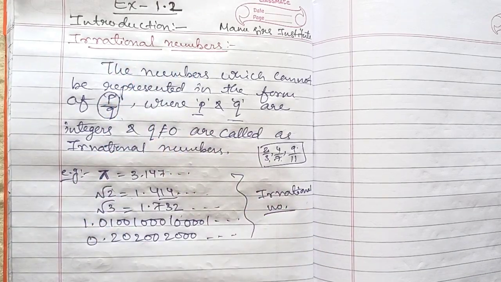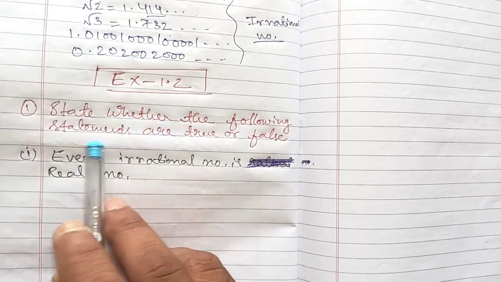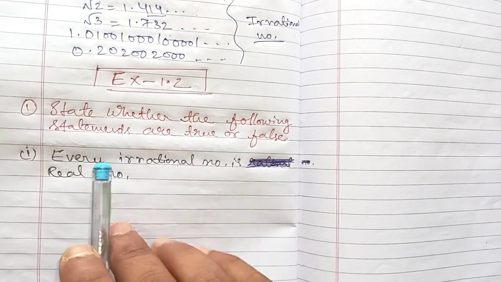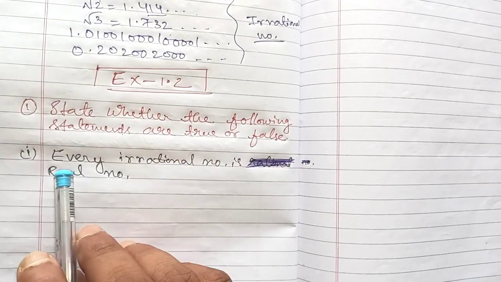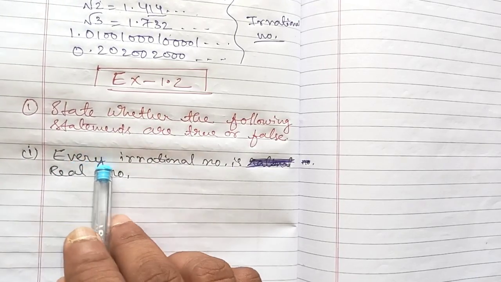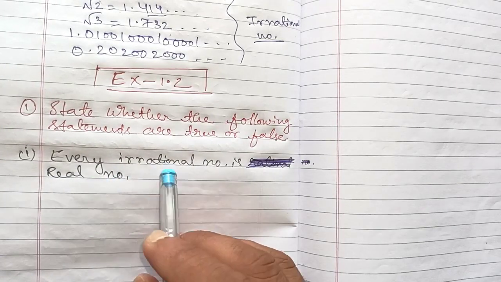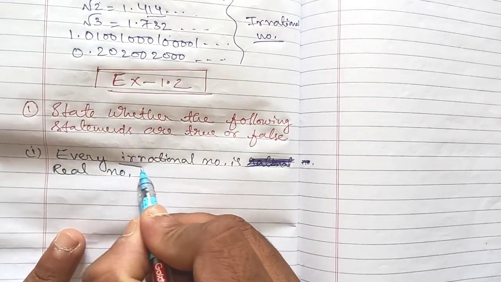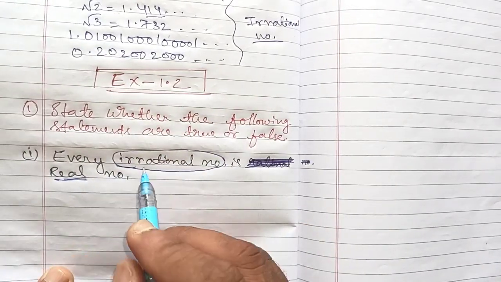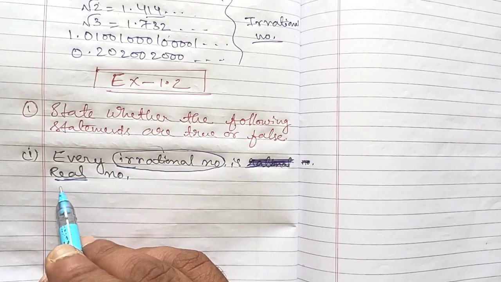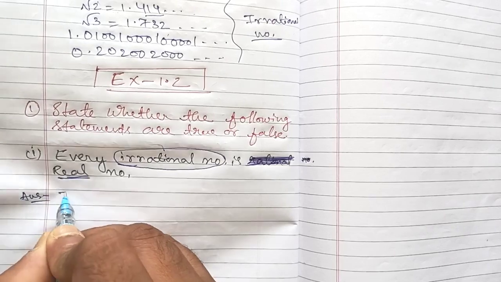Exercise 1.2 is totally related to irrational numbers. The first question is given: state whether the following statements are true or false. A statement is given, and we have to tell whether it is true or false. The first statement is: every irrational number is a real number. The question is asking whether all irrational numbers are real numbers or not. So the answer is true.